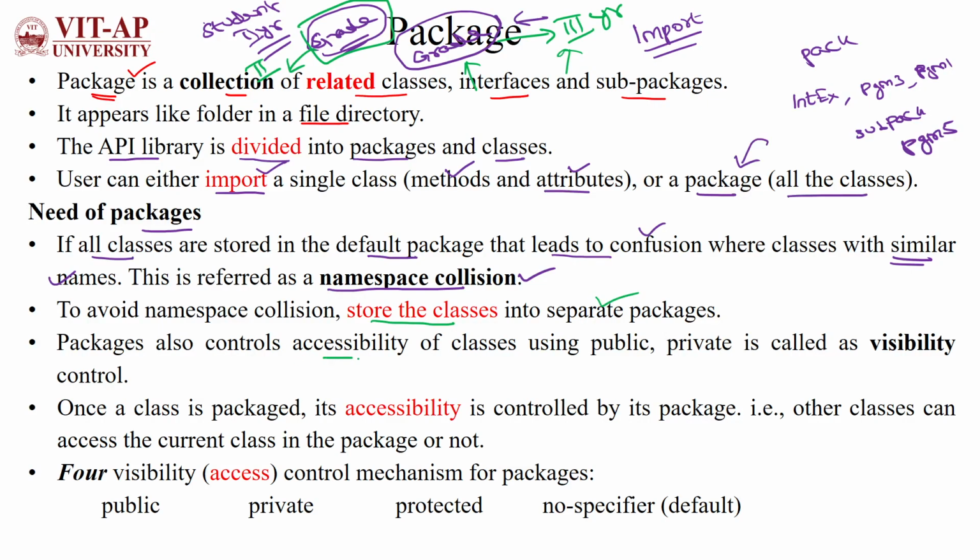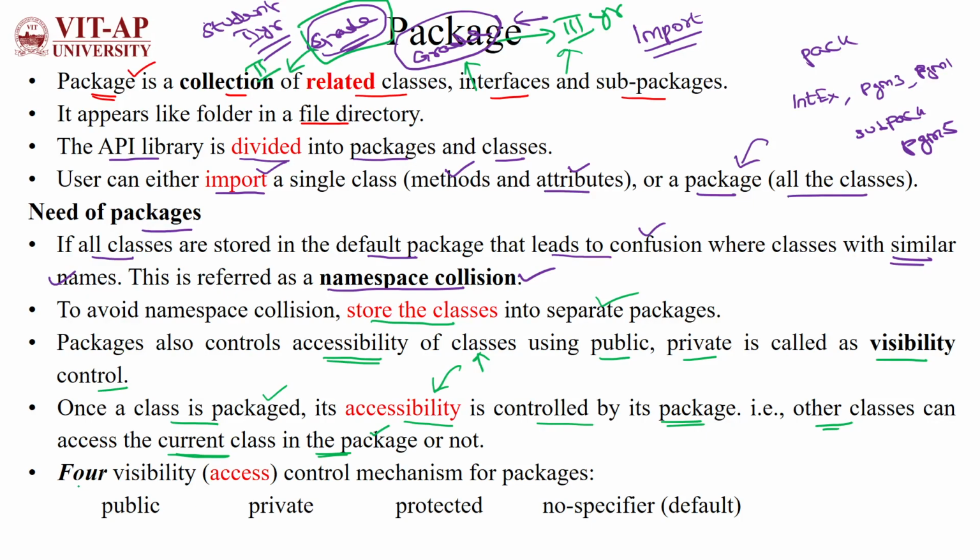Packages control the accessibility of these classes by using access specifiers like private and public. So this access control is called visibility control. Once the class is stored inside a package, that is called packaged, then its accessibility is controlled by its package. That is, other classes can access the current class by using the package name, okay, by using the accessibility control, right? If it is public, it can be accessed, right?